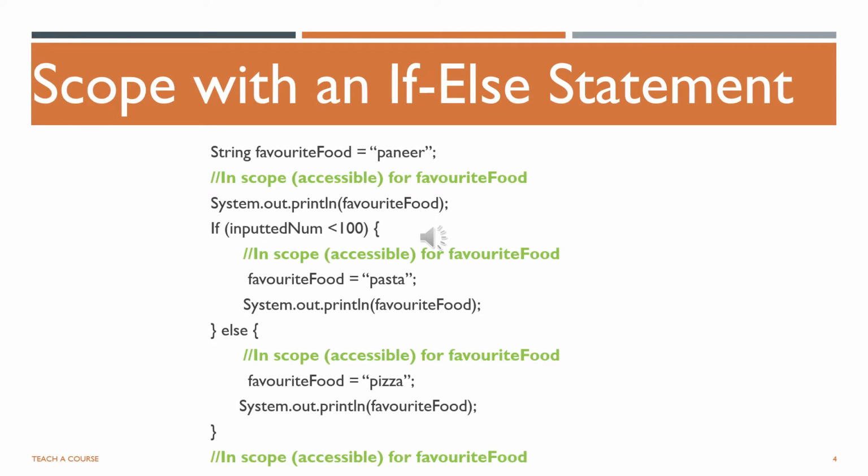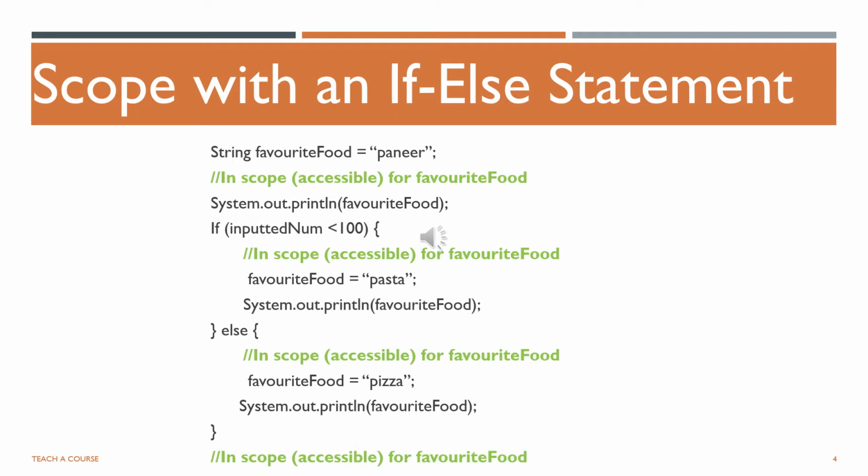Now let's say we created a string variable called favoriteFood outside the if-else block, in the main function, and gave it the value paneer. Since favoriteFood is created outside the if-else block, in the parent set of curly braces, this variable can be accessed and assigned a new value within both the if and else block. The favoriteFood scope, or where favoriteFood can be accessed, is anywhere within the curly braces it was created in.